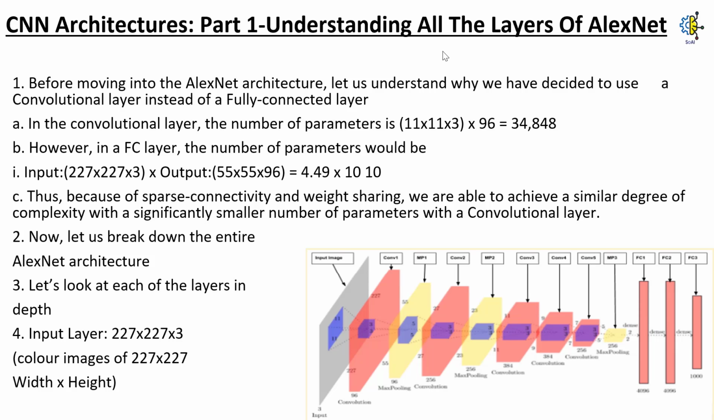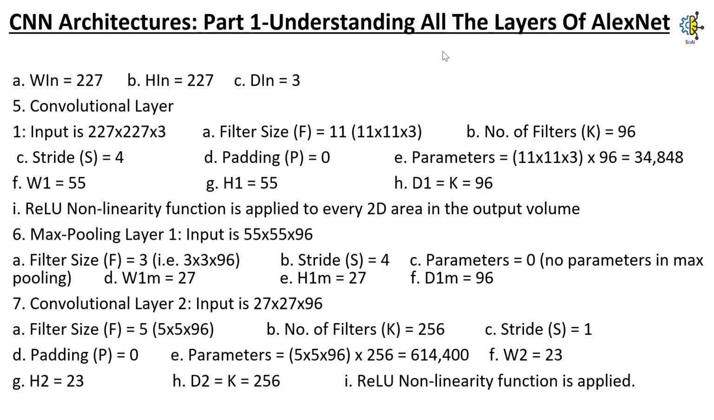Now, let us break down the entire AlexNet architecture. Let's look at each of the layers in depth. Input layer: 227 multiplied with 227 and 3. Output images of 227 multiplied with 227, its width by height. W_in is 227, H_in is 227 and D_in is 3.